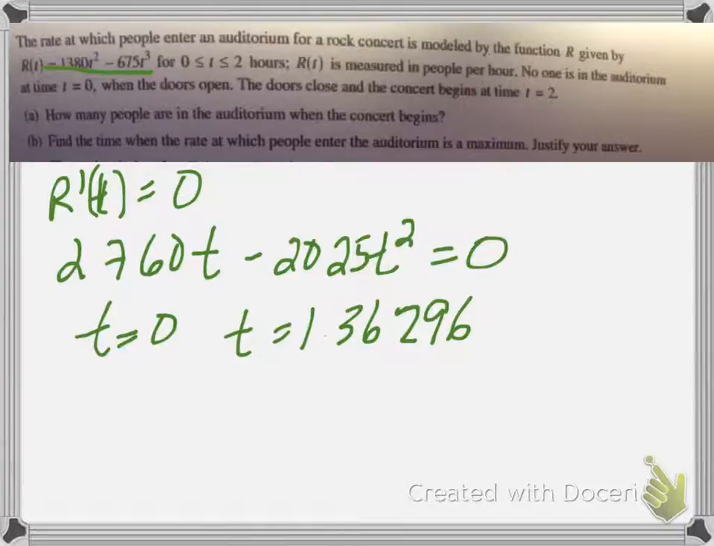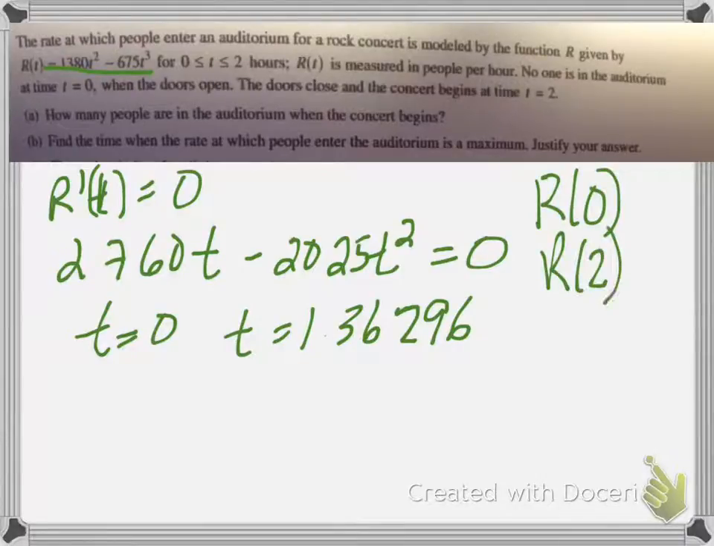Okay, so we're going to have to figure out which one of these is going to give us our maximum, and don't forget that this can also happen at an endpoint. So basically what we have to check are the endpoints, r of 0, r of 2, and then r of 1.363, we'll round it a little bit. So you always want to test the endpoints and your critical points.